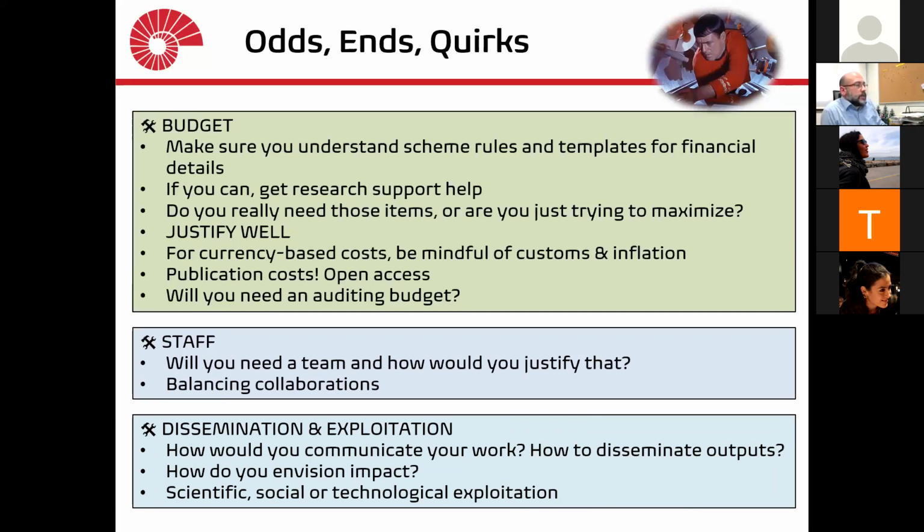Dissemination and exploitation. Some schemes want you to talk about this, about how you're going to communicate your work, how to disseminate the outputs of your research, how you envision the impact of your research. It's social impact, it is scholarly impact, intellectual impact, or if it is relevant, technical or technological impact. You have to spend some time on writing about that.